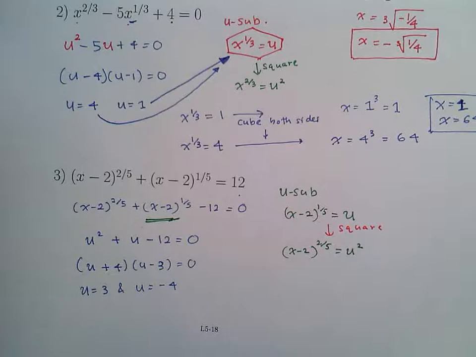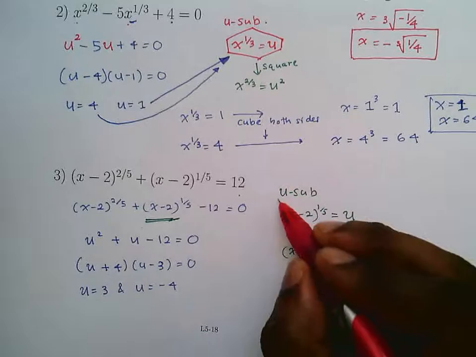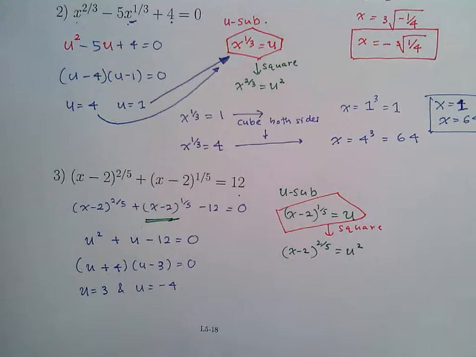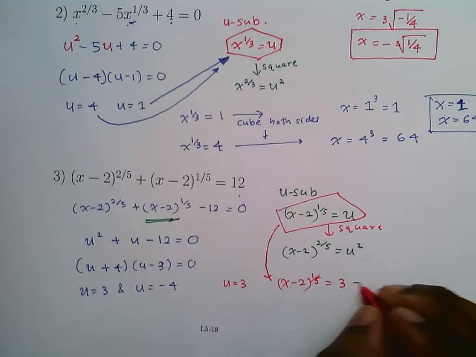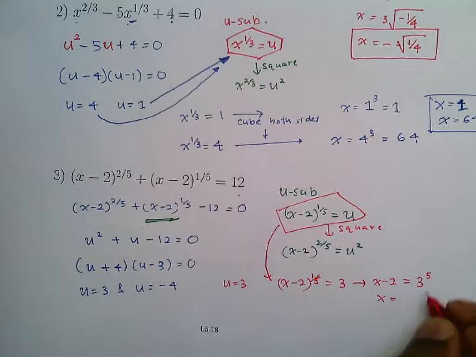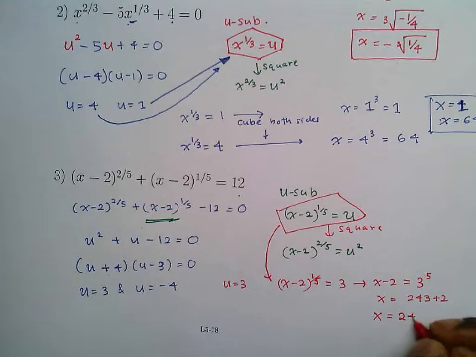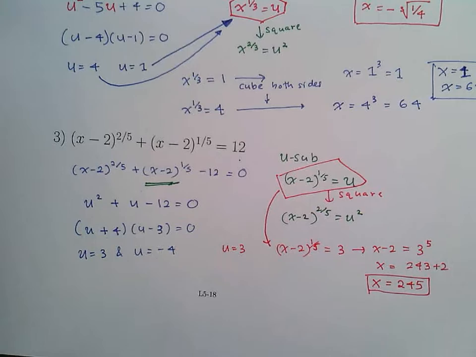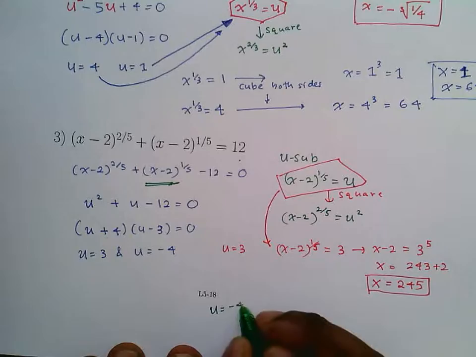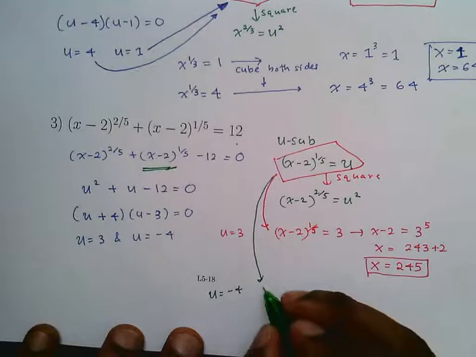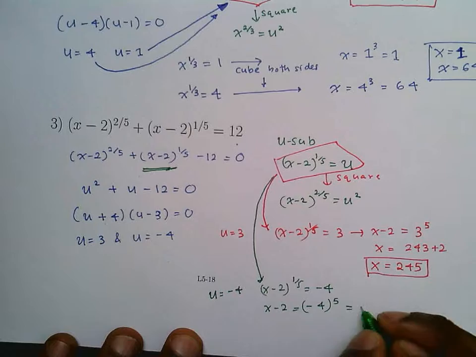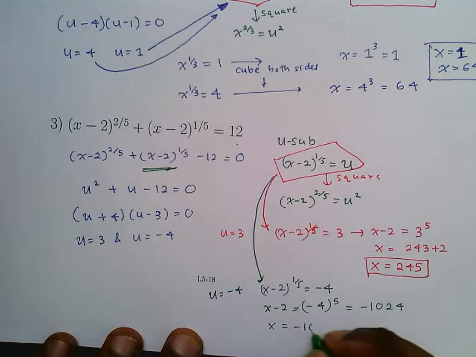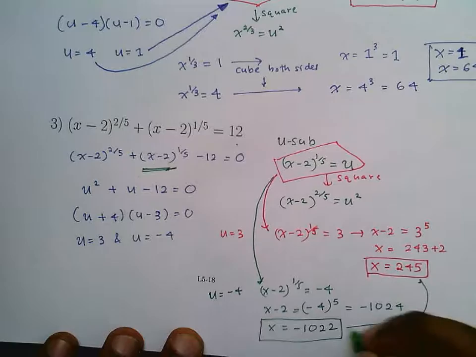Now remember where you made the original substitution, right here. So you would plug in u equals 3 here. You get x minus 2 to the power 1/5 is equal to 3. So x minus 2 is equal to 3 to the power 5, that would be 243, plus 2. So x is equal to 245. And then how about u equals negative 4? Again, plug that in here. So x minus 2 to the power 1/5 is equal to negative 4. So x minus 2 is equal to negative 4 to the power 5, that is negative 1024. So x is equal to negative 1022. So there are two answers, 245 and negative 1022.